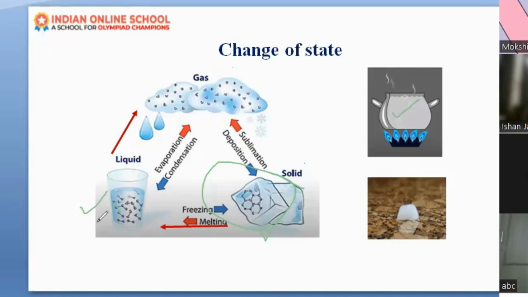Now, let me give you one example, students. Just don't think about this diagram. I am having some water with me. I boil that water over the stove. The water starts boiling. The water changes into what? Water vapor. So here is the answer to your question. This process is called evaporation.